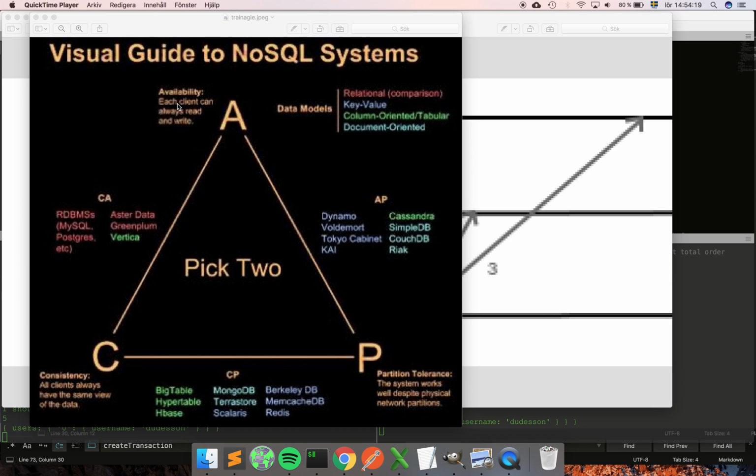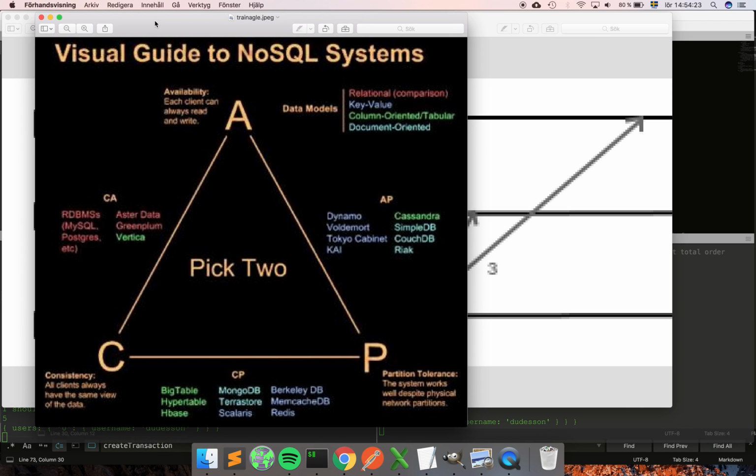So this video is going to be pretty unrelated to the topics that we discussed previously. And I'm going to go through something called the CAP Theorem. CAP stands for C, where the C stands for consistency, so that all clients always have the same view of the data.